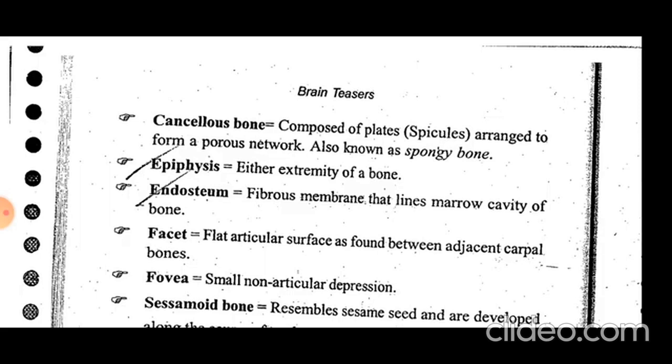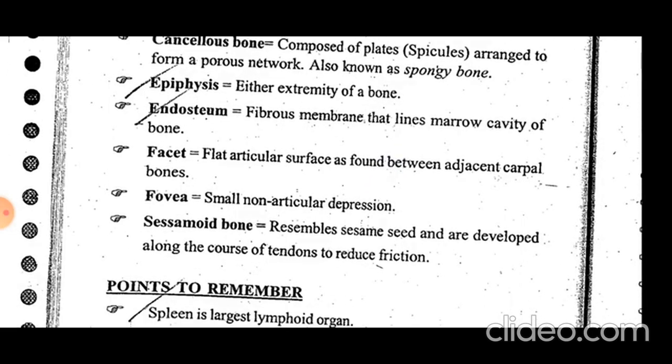Endosteum is the fibrous membrane that lines the marrow cavity of bone. Facet is a flat articular surface as found between adjacent carpal bones. Fovea is a small non-articular depression. It is present in many ossa longa or long bones such as the femur.